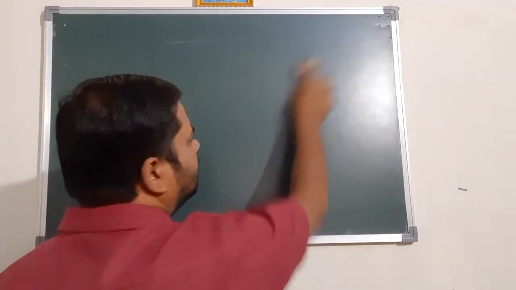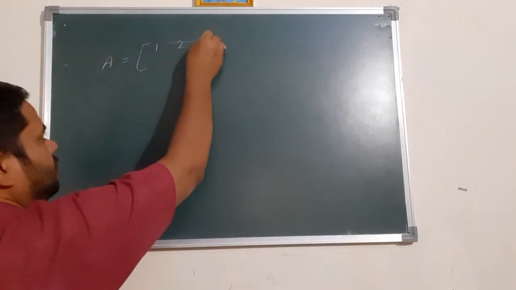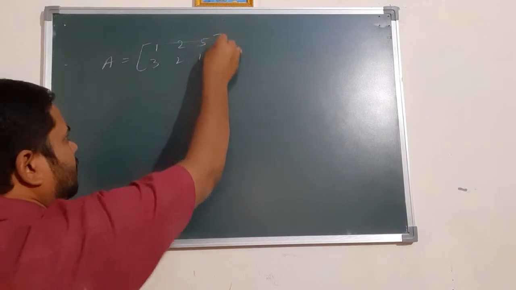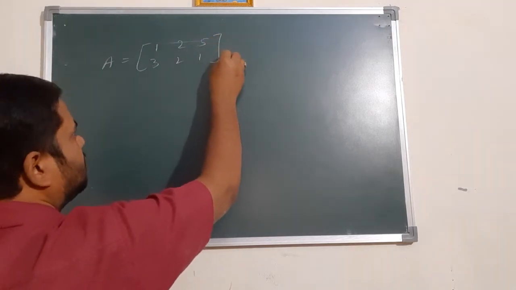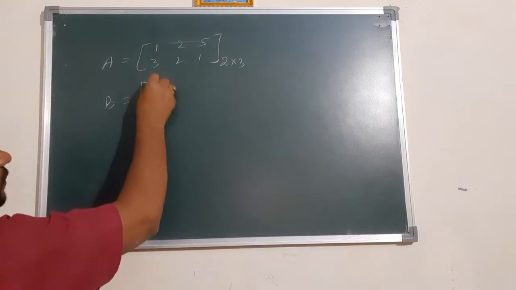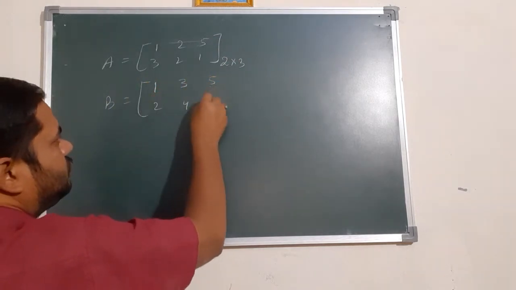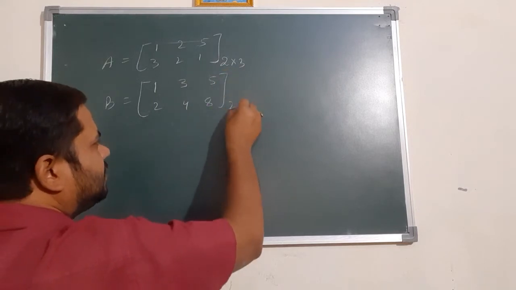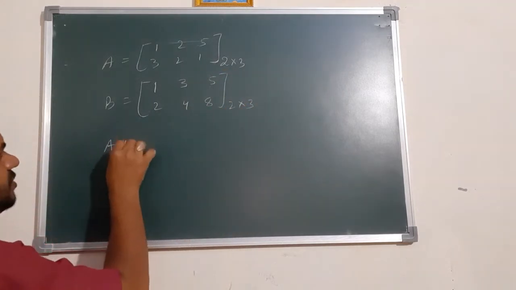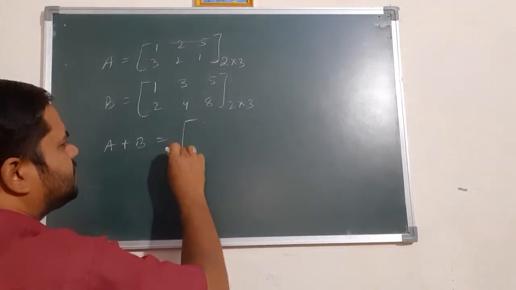So let A be a matrix of order 2 cross 3: 1 2 5 3 2 1. Then B must also be of order 2 cross 3. Only then can we add A plus B. If you add A plus B, you just add the corresponding elements.